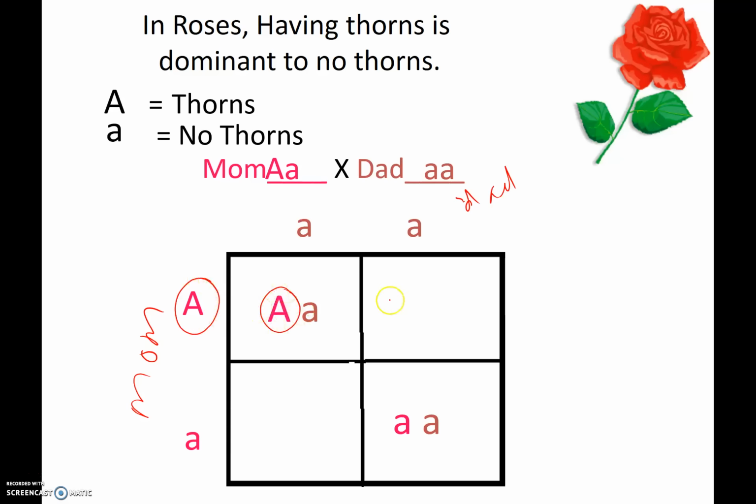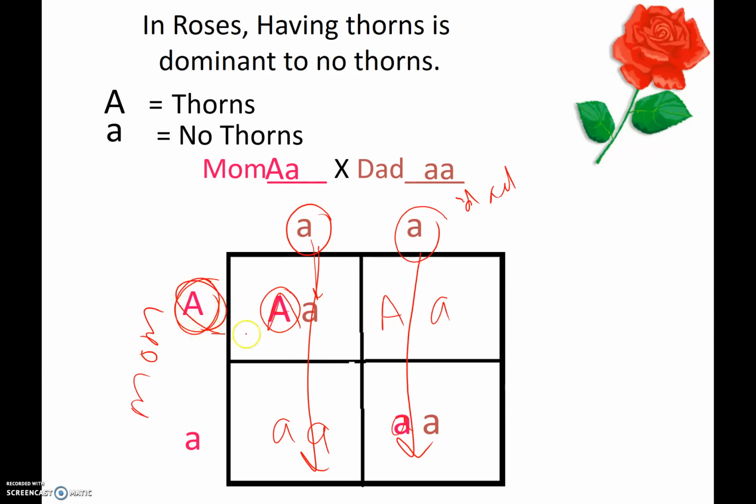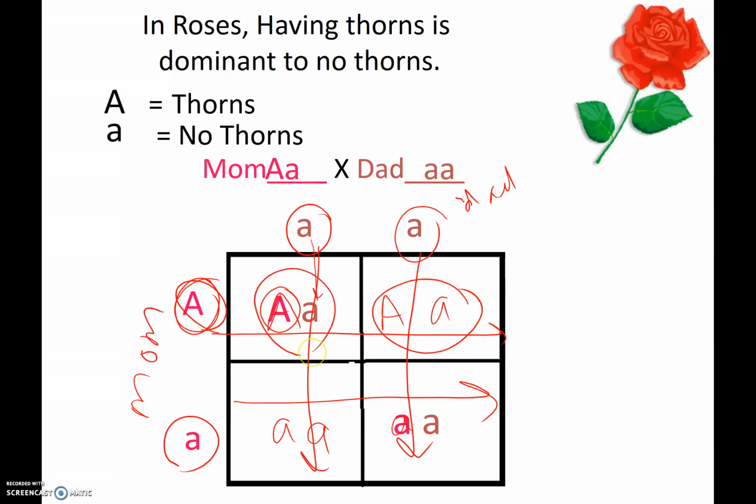Now, what you do if you've never done a Punnett square, this capital A goes here and then here. This lowercase a. And then you go down, so this one gets written here and here. So basically, this gets written in every box below it. This gets written in every box below it. This gets written in every box across. This gets written in every box across. And so you look at the different combinations. And so in this situation, you'd have 2 offspring that have thorns, and you'd have 2 offspring that don't have thorns.